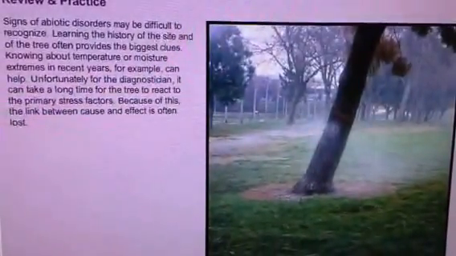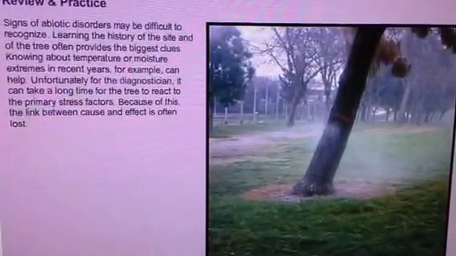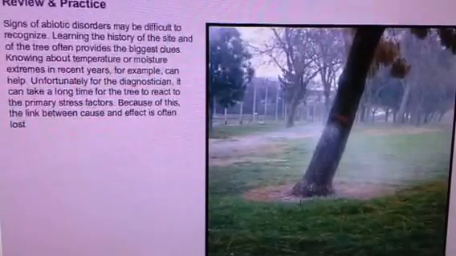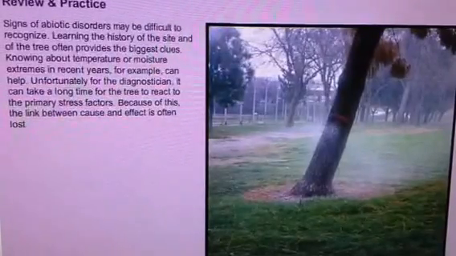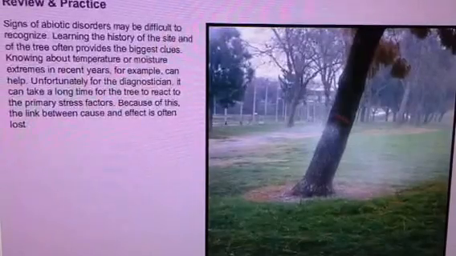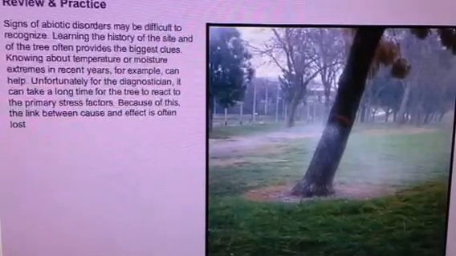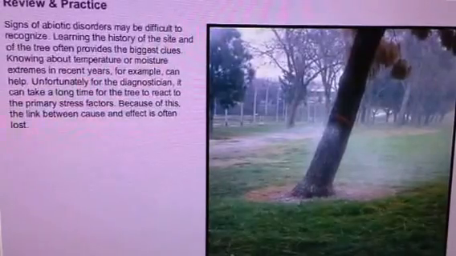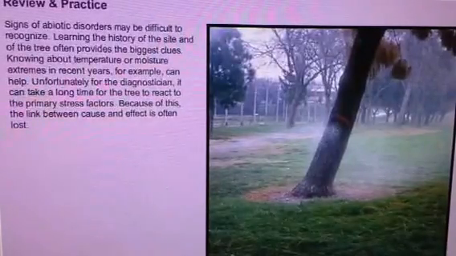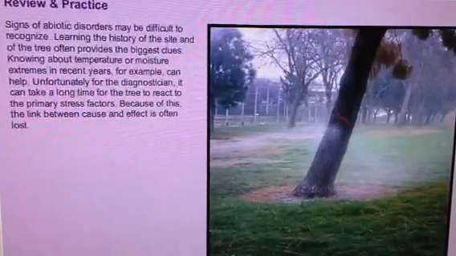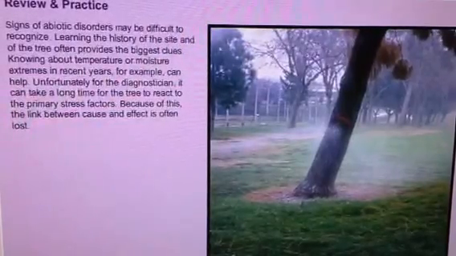Signs of abiotic disorders may be difficult to recognize. Learning the history of the site and of the tree often provides the biggest clues. Knowing about temperature or moisture extremes in recent years, for example, can help. Unfortunately for the diagnostician, it can take a long time for the tree to react to the primary stress factors. Because of this, the link between cause and effect is often lost.